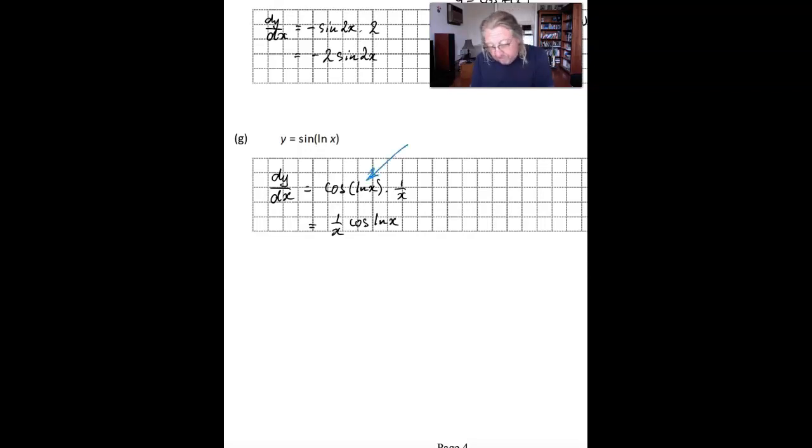A lot of people got that process correct, except here they didn't write in log x. They wrote in x or something, that log x is still there. Right, so I think that finishes now question 5.